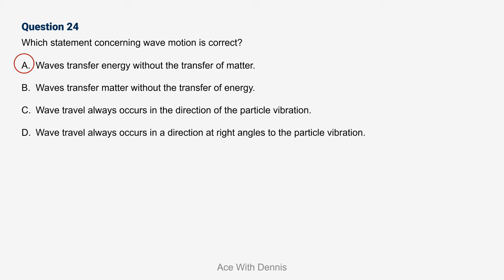Remember that the wave only transfers energy, but it does not transfer matter because the particles of the matter vibrate at a fixed position. So statement B is the opposite of statement A. Therefore, statement B is incorrect. For statement C, there are two types of waves, transverse waves and longitudinal waves. C describes only longitudinal waves, but not all waves occur in the direction of the particle vibration. Similarly, D describes only transverse waves, but not all waves occur in a direction at right angles to the particle vibration. Hence, statements C and D are incorrect as well.